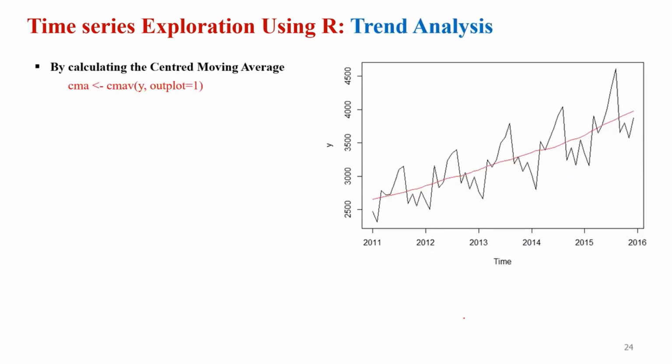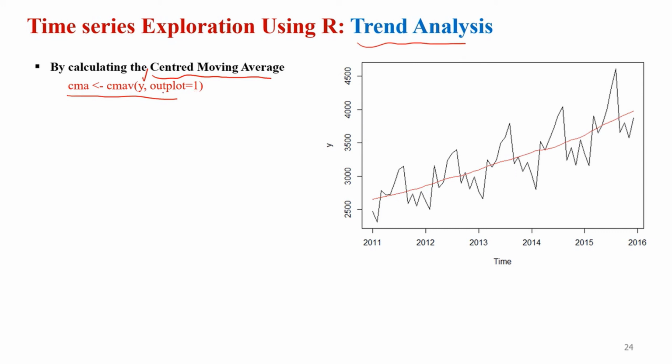Okay, now let's do the trend analysis using R. In order to perform the trend analysis, as we have seen, we should draw the time series plot. Okay, on the x-axis we have time, on the y-axis we have y, and with the help of this we are going to apply the centered moving average in order to identify whether there is any trend or not. Okay, so in this CMAV, that is centered moving average, Y is the variable in which we have the data set, and then output plot is equal to 1.